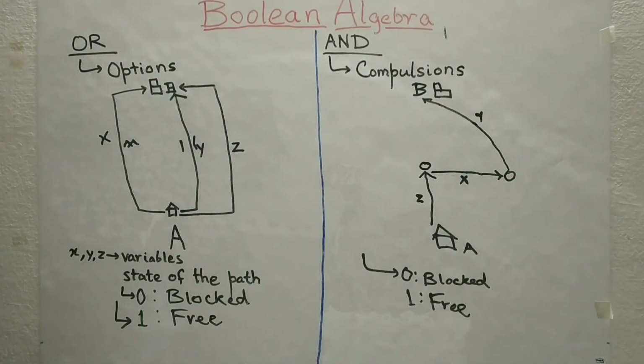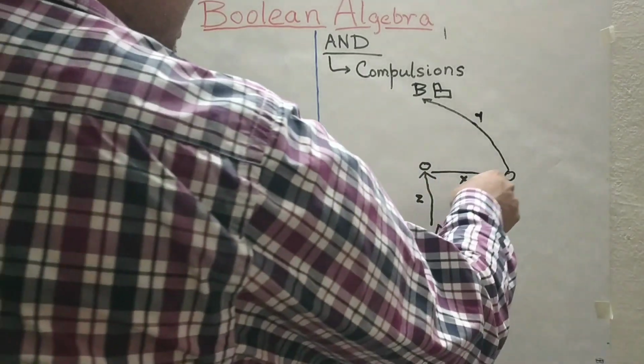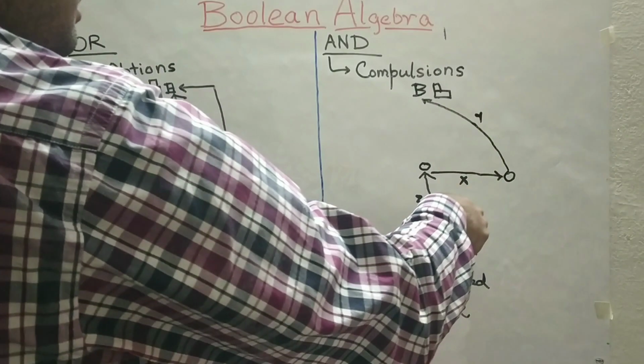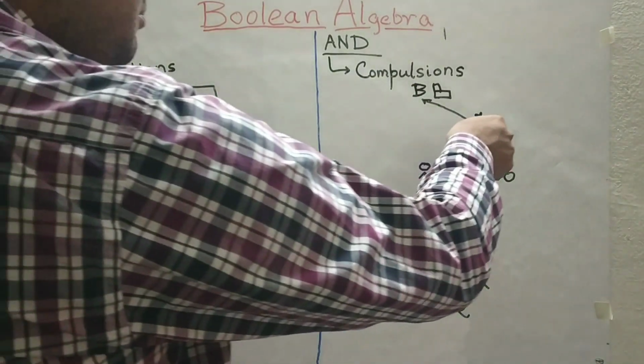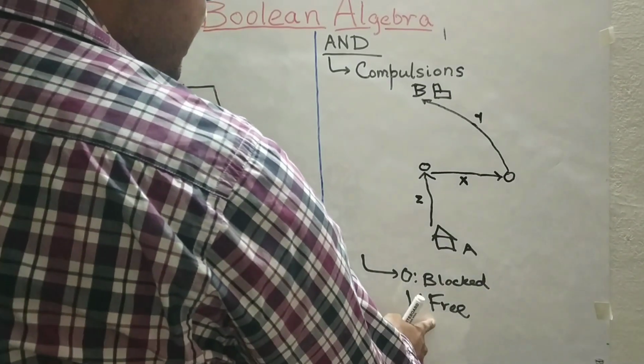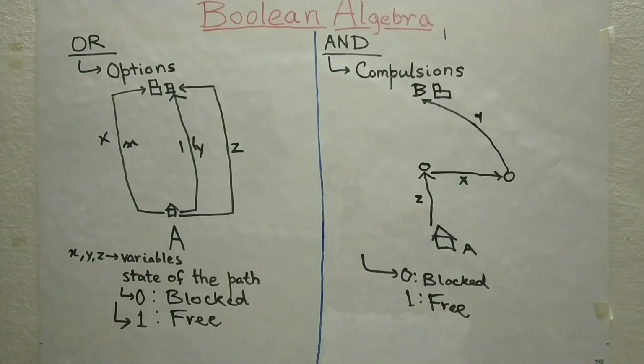So how do they represent the AND gate? Suppose all the paths are free, then you can go from A to B. Suppose Y is blocked, that is, its value is 0, you cannot go anymore, right?